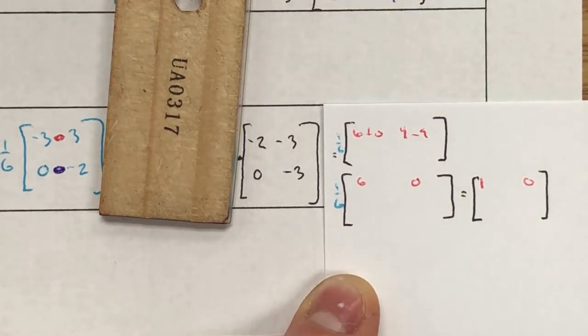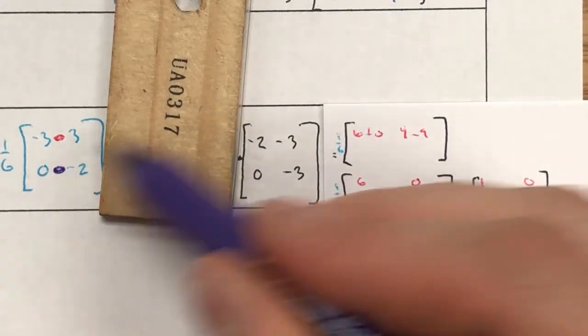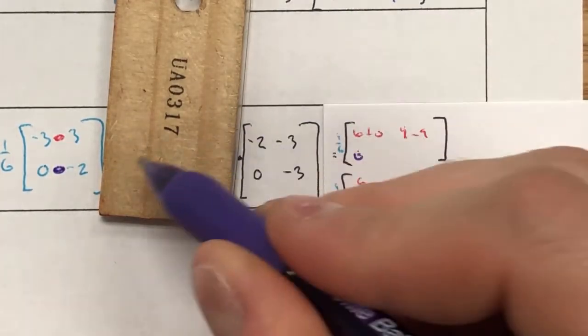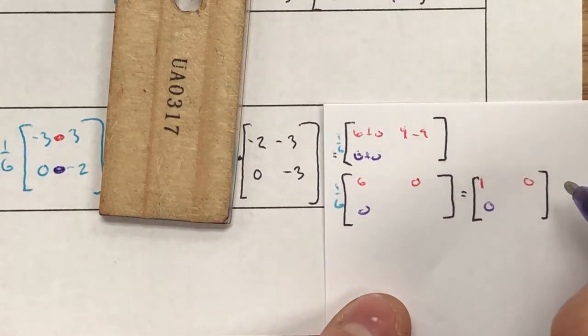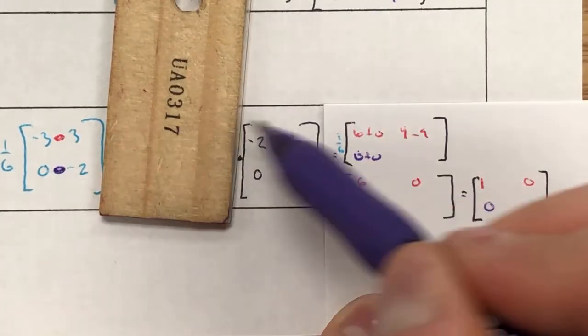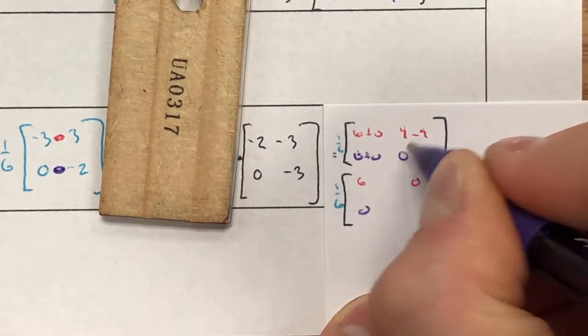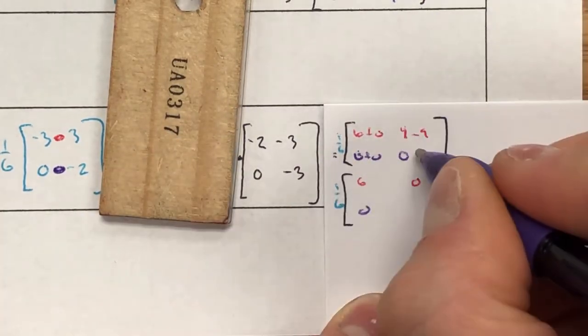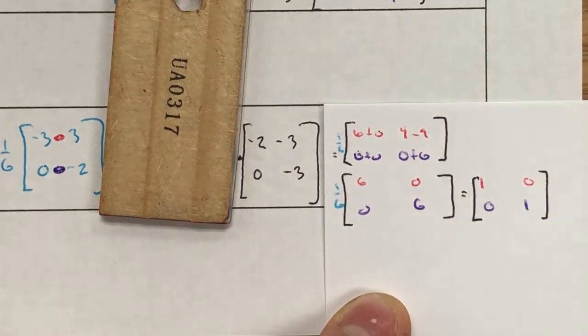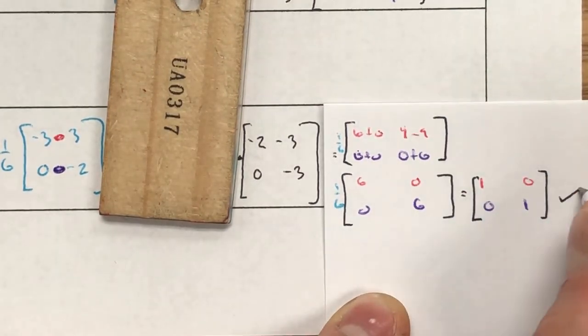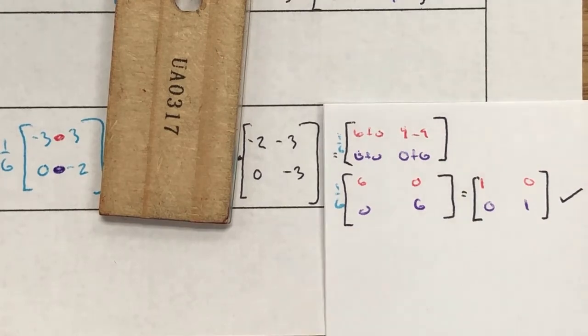And then we're going to move to the purple, so the second row, so 0 times 2 is 0, -2 times 0 is 0, 1/6 of 0 is 0. Last up, 0 times -3 is 0, -2 times -3 is 6, 1/6 of 6 is 1. So we see that this does check out. And there we go.